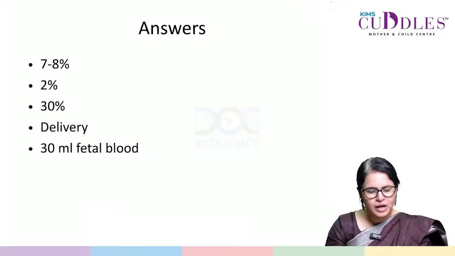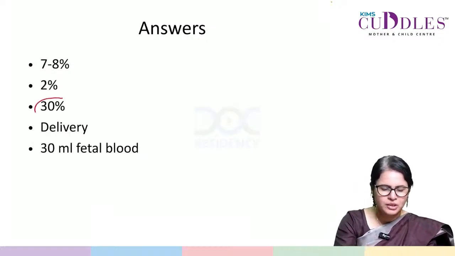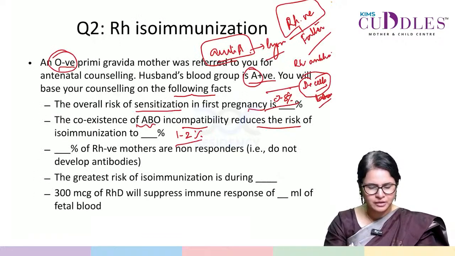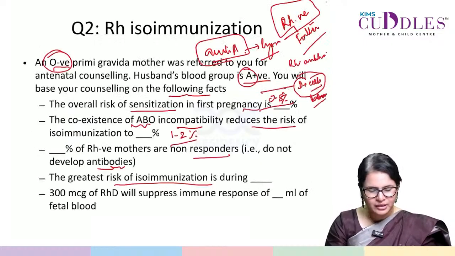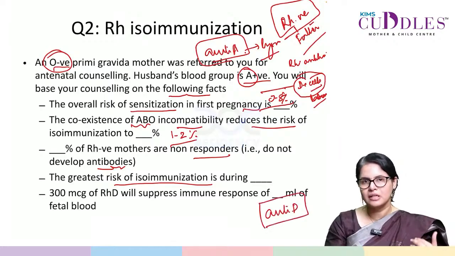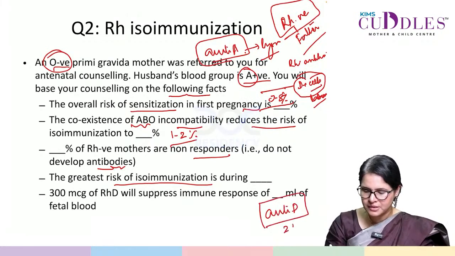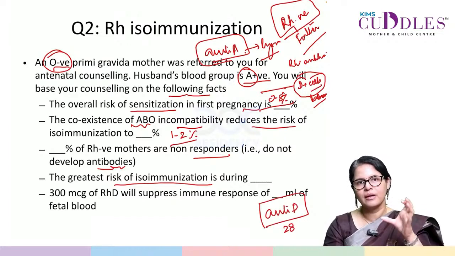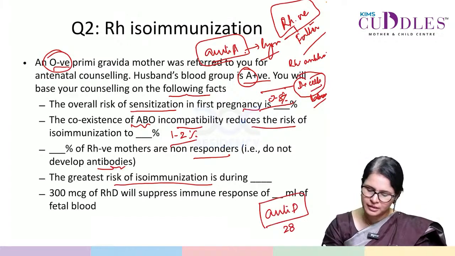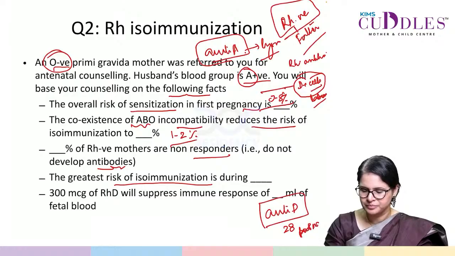What is the percentage of RH negative mothers who are non-responders? 30% of the RH negative mothers are considered to be non-responders, that is, they do not develop the antibodies. Now, the greatest risk of isoimmunization, as we discussed, is during the delivery, and not prior to that. And we give anti-D to prevent this sensitization, right? Anti-D is generally recommended during pregnancy at around 28 weeks to prevent sensitization during labor or during the last trimester of pregnancy, and then we give it once postnatally.